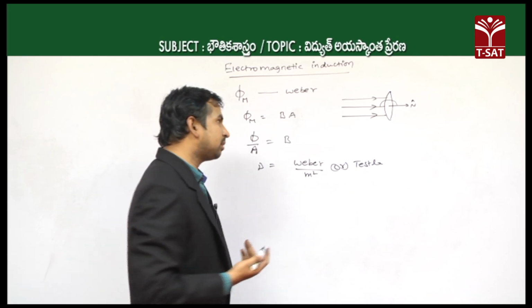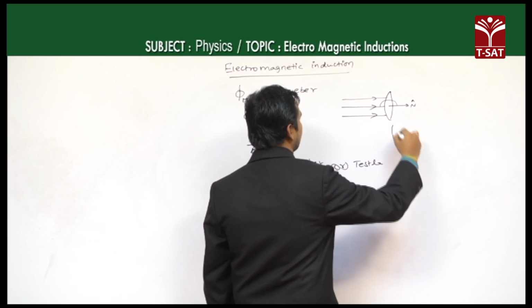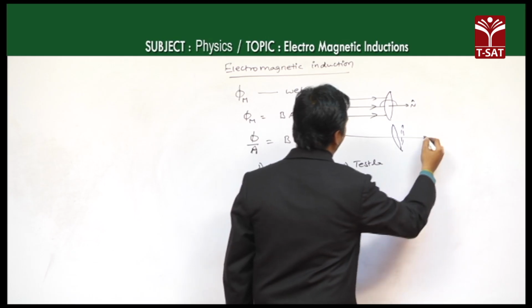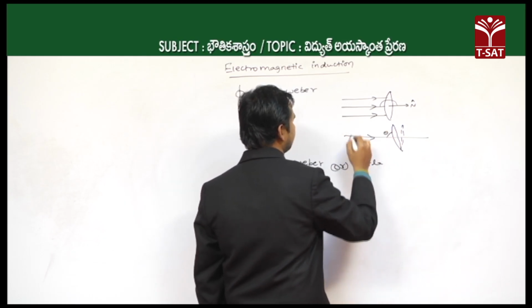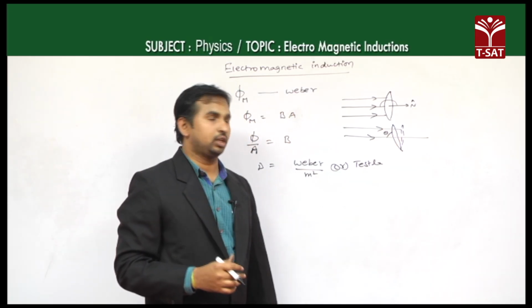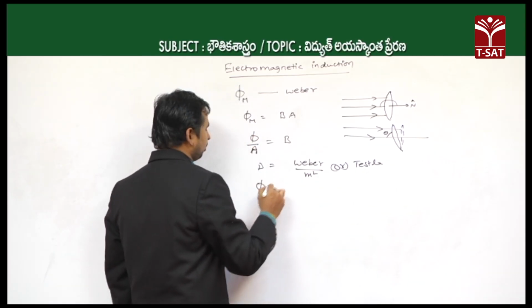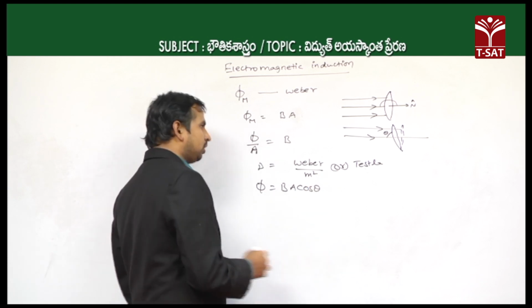But if the area is making some angle with the magnetic lines, instead of being perpendicular, let it be theta. Then the flux changes, and the flux formula becomes phi is equal to BA cos theta.